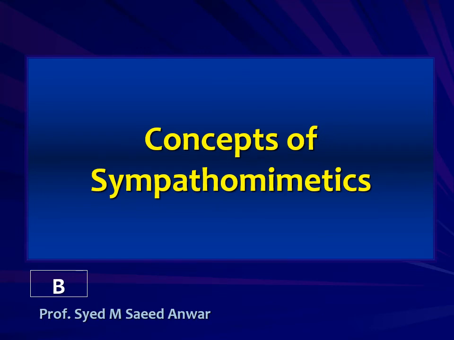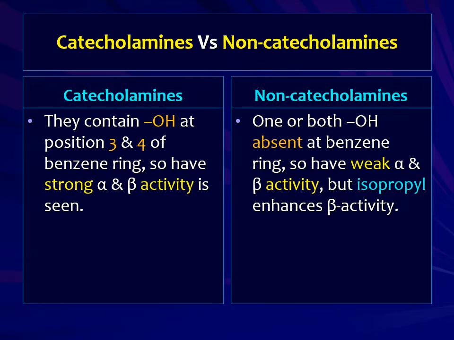Now, welcome back to the second part of sympathomimetics, in which we will cover some concepts of sympathomimetics. We have been discussing catecholamines and non-catecholamines. First of all, let's have some tabulated differences between the catecholamines and the non-catecholamines. Catecholamines contain a catechol ring, which means hydroxyl groups at positions 3 and 4.